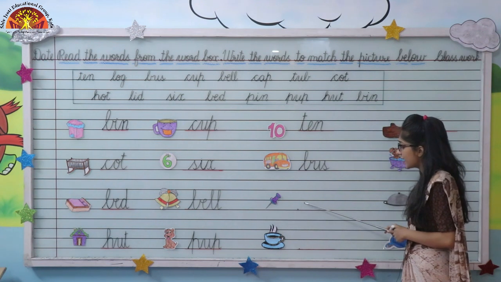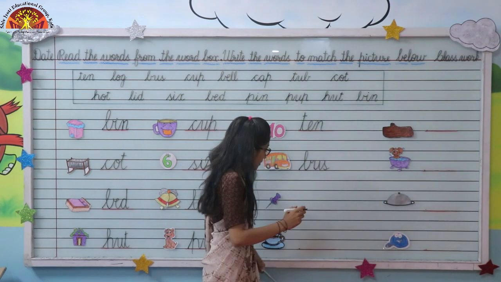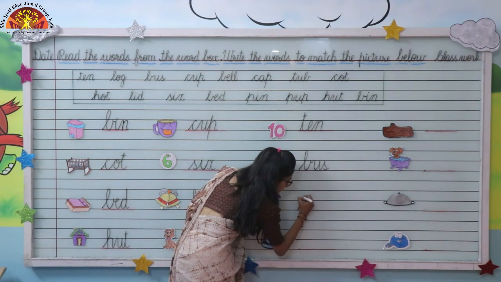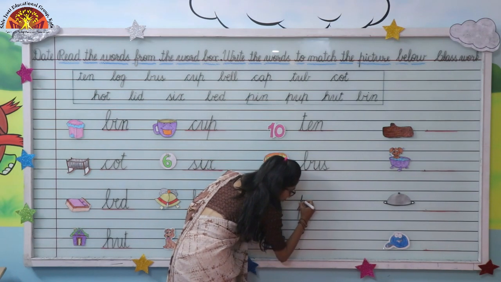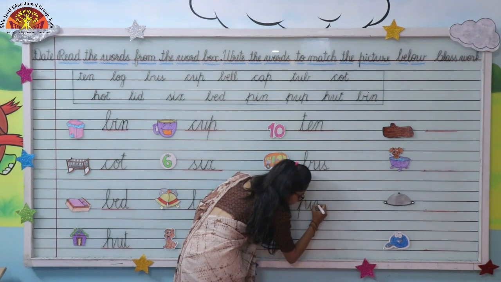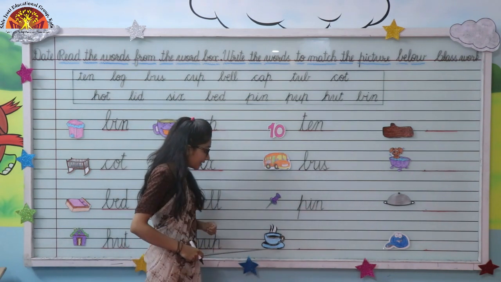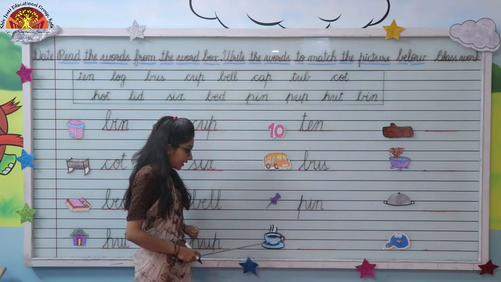So we have to write here P-I-N, pin. Okay. So kids, write here P-I-N. P-I-N, pin. Okay. Come to next. Now tell me, what is this?